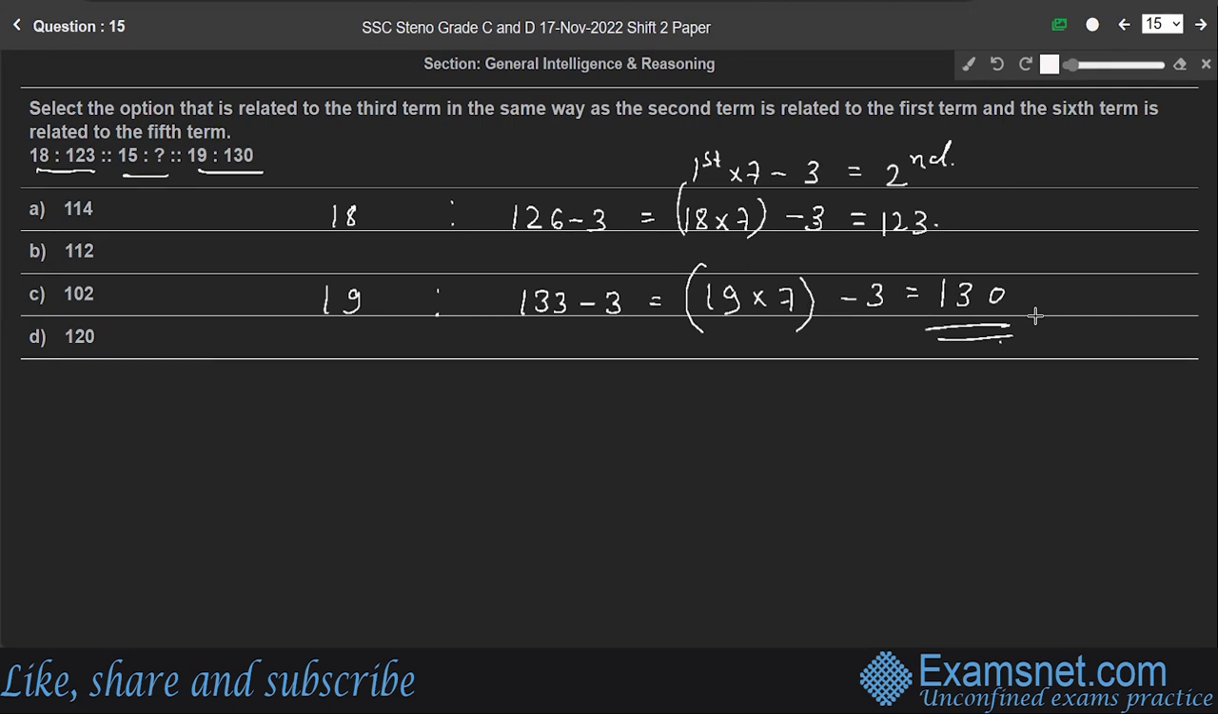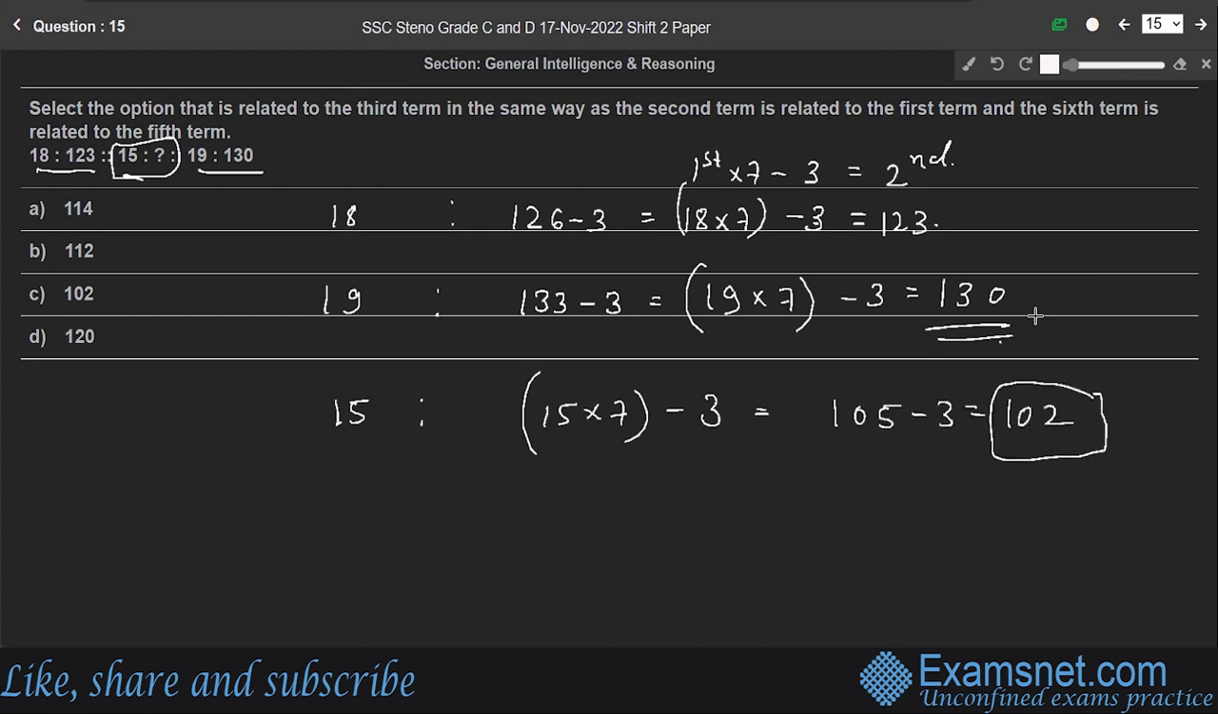So to get the fourth term, here the third term is 15. So the next term has to be 15 into 7 minus 3. 15 into 7 is 105, minus 3 is 102. Therefore, the fourth term is 102, or 15 is related to 102. So option C is the right answer.